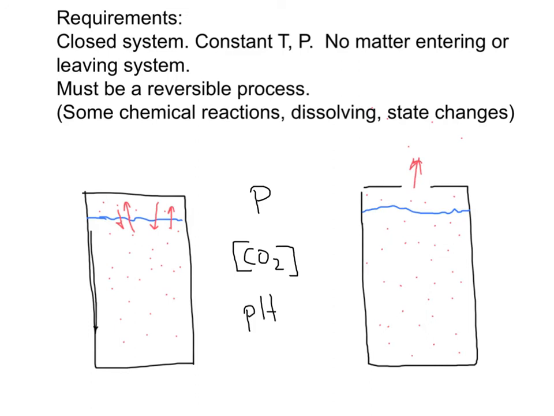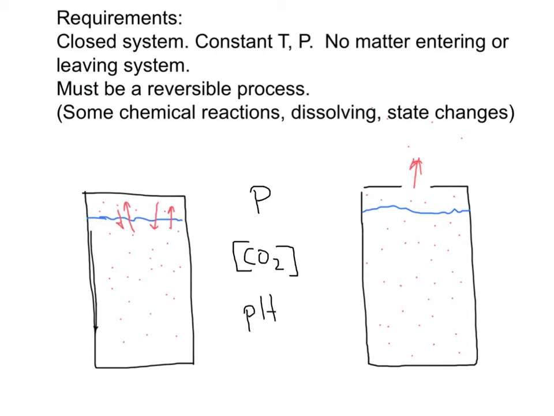So let's review what the requirements are for a system to be in equilibrium. So first of all, it must be a closed system where you're not adding or taking any energy or matter in or out. So you're going to have a constant temperature, the pressure is constant, no matter entering or leaving. And it has to be a process that is reversible.